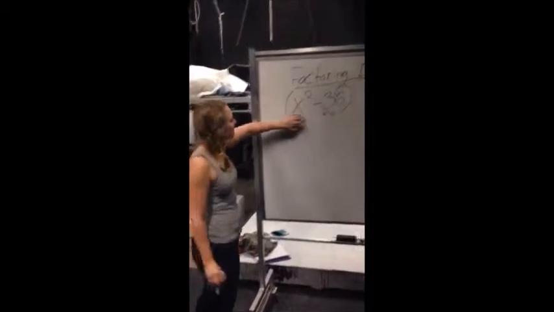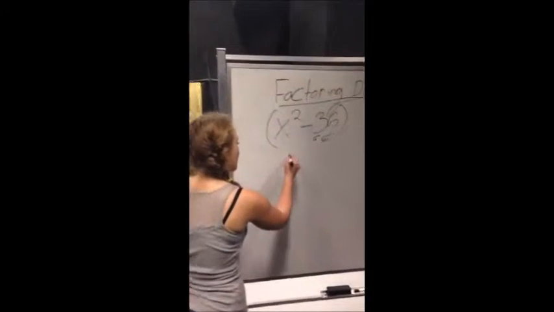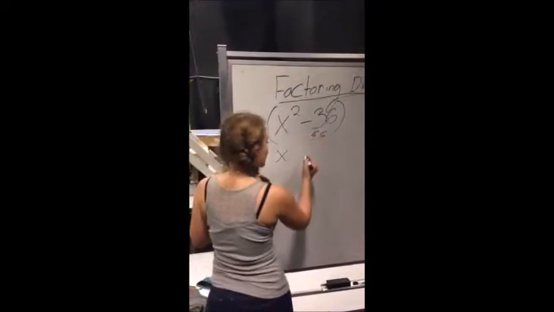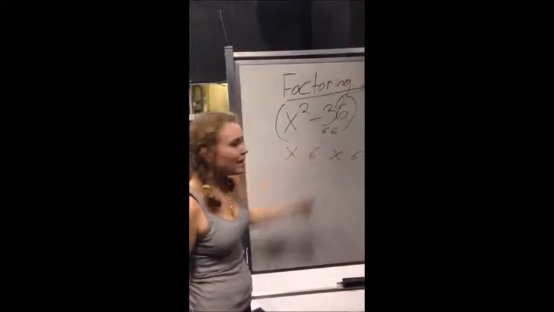We'll start with this one. X squared minus 36. X squared, perfect square. X, 6, 6. X, 6. Now, how, my friends, do you get the negative?